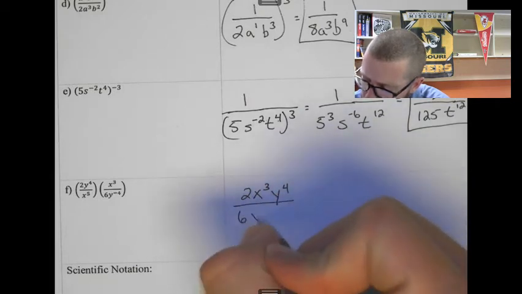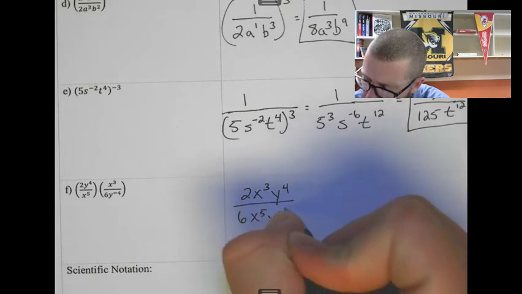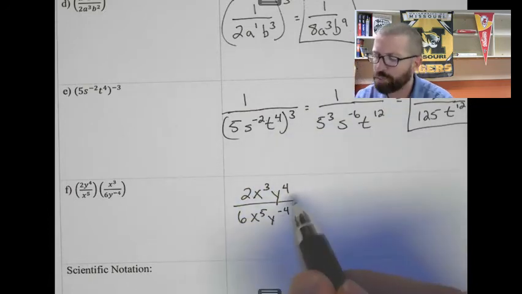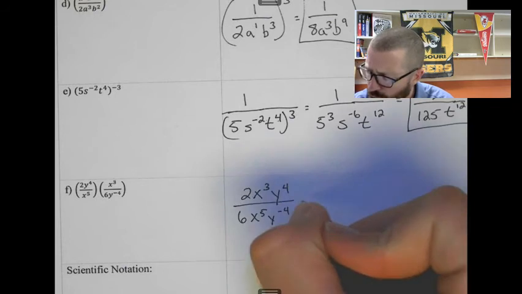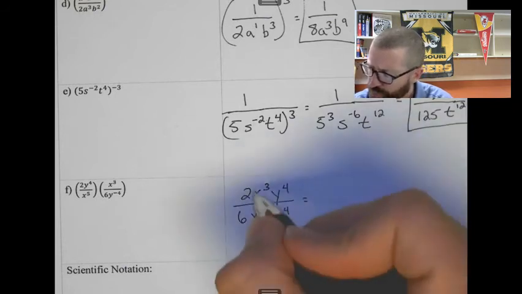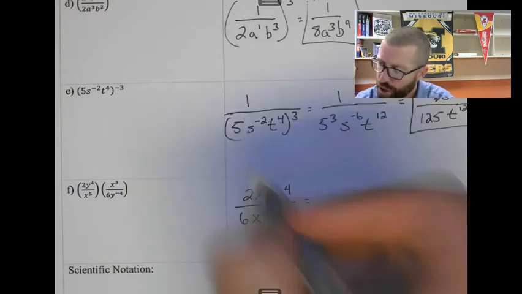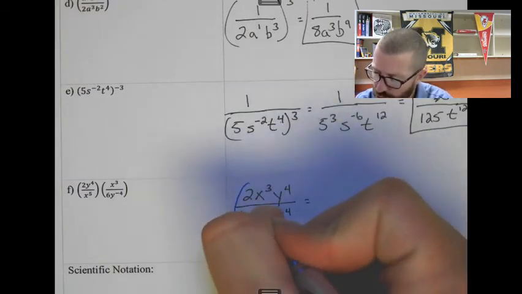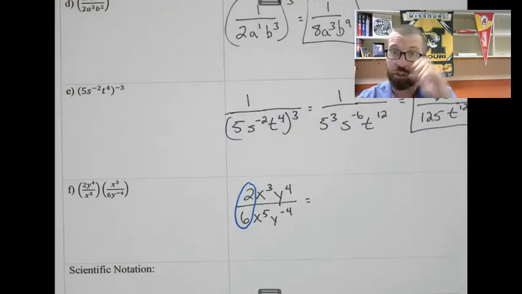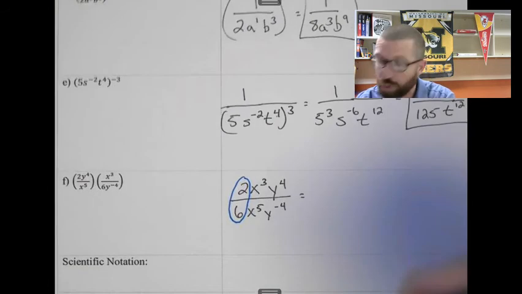So 6x to the 5th, y to the negative 4th. And if you wanted to move the y up there, that'd probably be a good step, but I'll go ahead and show one more step so the numbers don't get confused. Very, very easy to get confused and look at these numbers and want to subtract them because we're dividing. But it is just your normal reducing of a fraction.